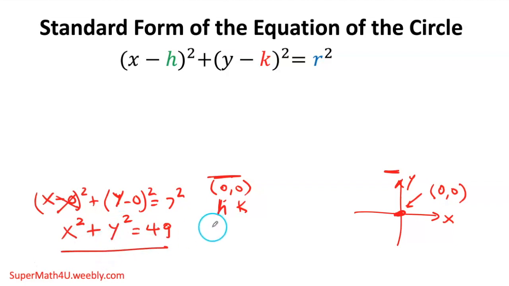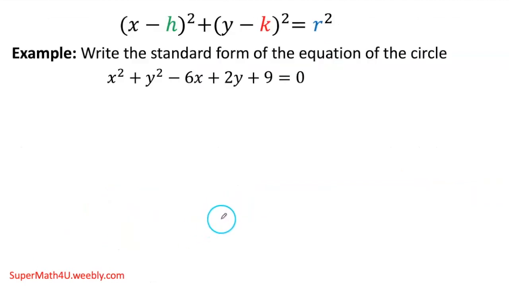All right, let's do another one. Okay, now here we go. Write the standard form of the equation of the circle, and they're giving me another equation. What's going on here? So now what happens is we have to rewrite it in this form. In order for me to rewrite this equation in this form, I need to complete the square. I need to complete the square for the x's and for the y's.